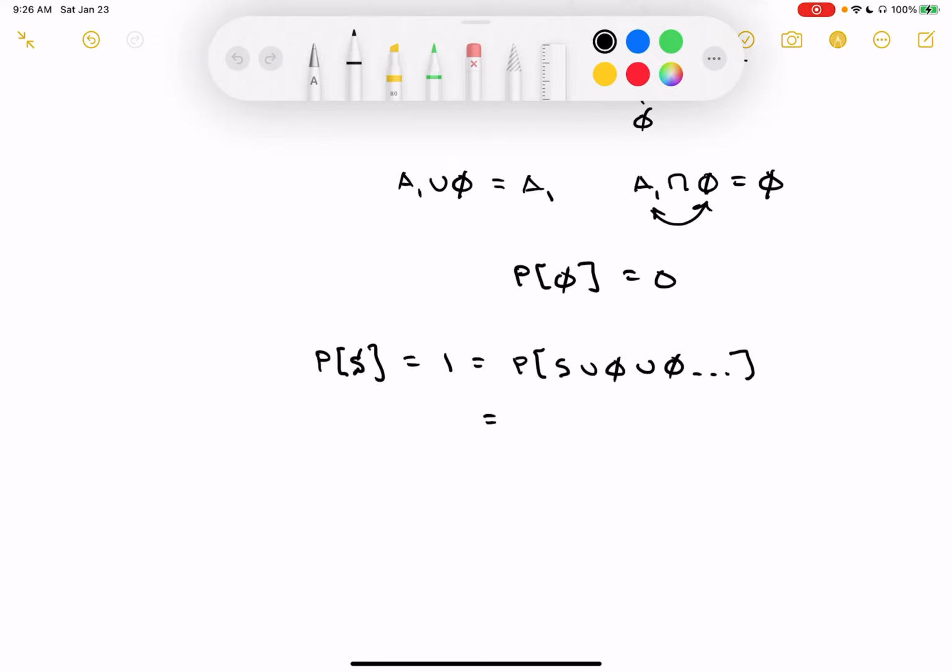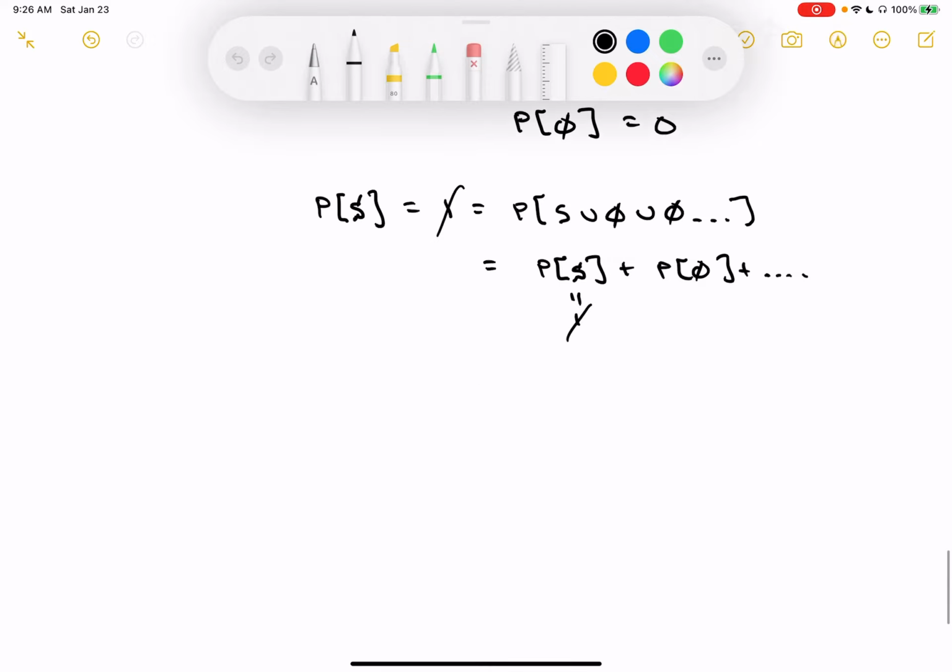So I know that that probability is the probability of the sum of each of those. That's probability of S plus probability of the null plus the probability of the null going on forever. The probability of S is equal to 1. That 1 cancels with this one, and we're left with something like this. 0 equals the probability of the null set plus the probability of the null set plus going on forever, right? But the probability of the null set has to be what? From axiom 1, that has to be greater than or equal to 0, right?